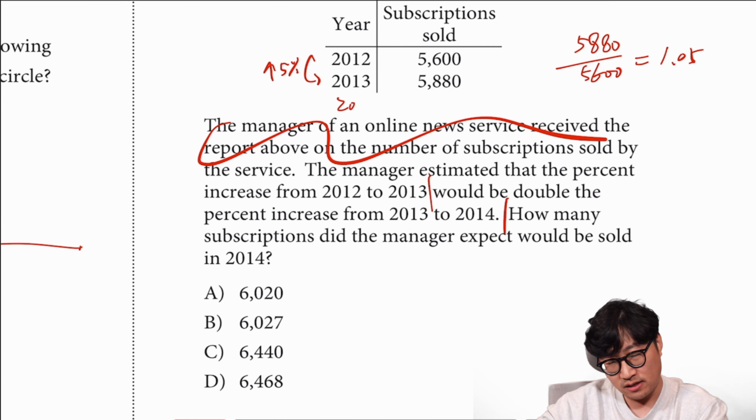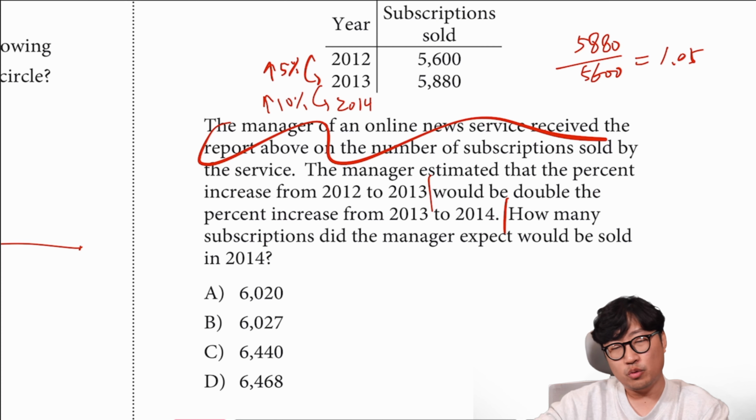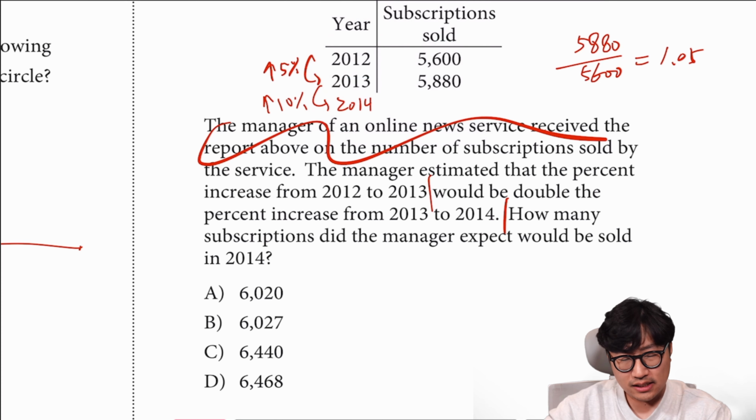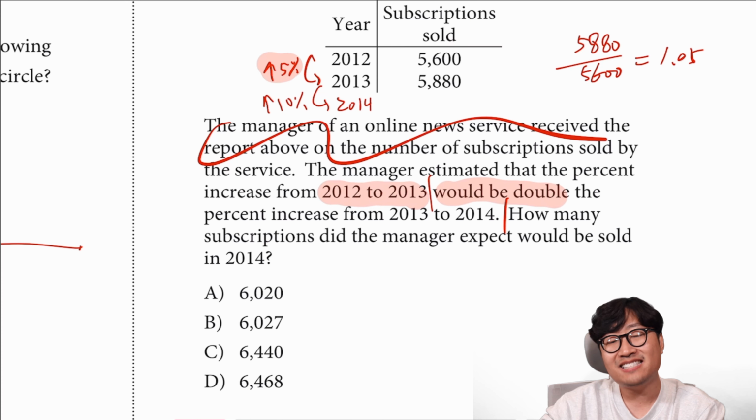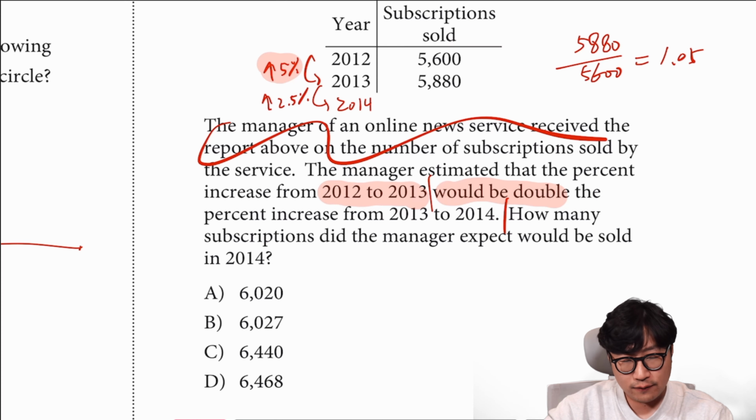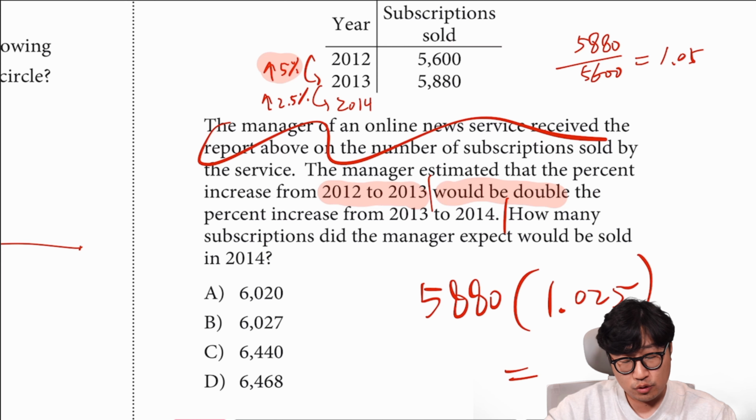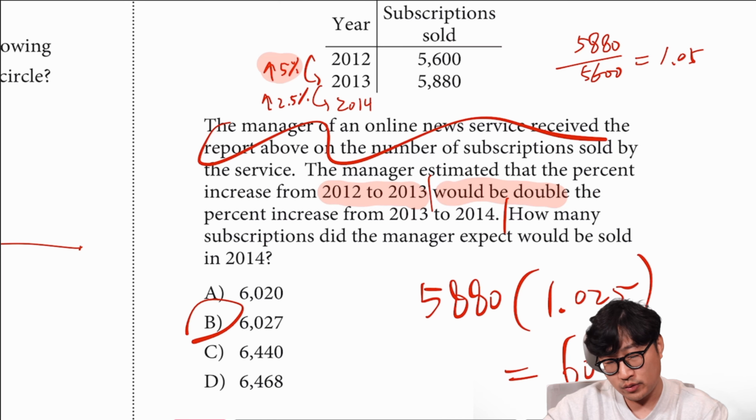So this is where everybody's going to be confused and be like, oh, that should be 10% up, right? Hell no. Let's see what it says. It says 2012 to 2013 would be double. So 2012 to 2013 is the big one, aka the other one should be half, aka it should go up by 2.5%. And then if you do that, just go ahead and grab that 5880 and multiply that by 1.025. When you do that, you get exactly 6027, which is answer choice B.